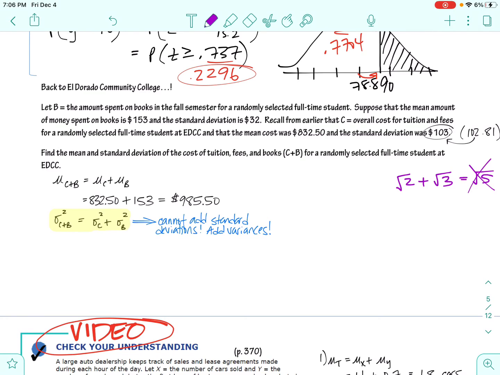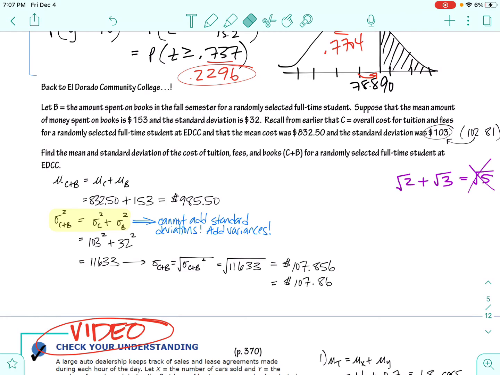Mathematically, you're not allowed to add them. We have to add variances together, and then we take the square root to come up with the sum standard deviation. So here's what that looks like. We take our 103 squared and our 32 squared. Those are just the standard deviations of the total cost, which we calculated on the previous page, and the standard deviation squared for this amount of money spent on books. Come up with that number. And then what we have to do is we have to square root it. And that gives us our grand total of $107.86.